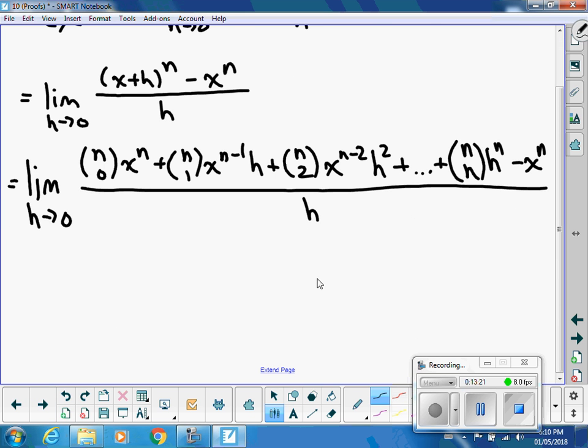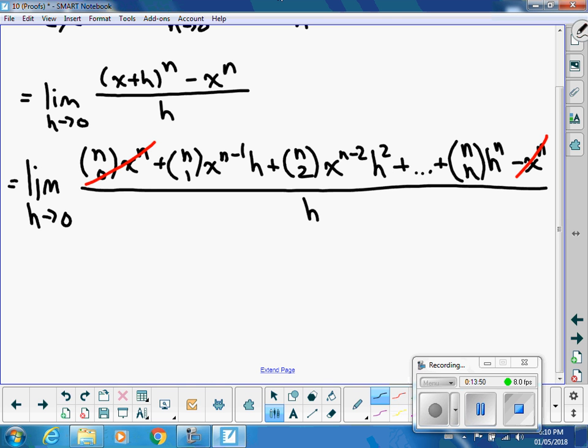Okay, but some helpful things here. n choose 0: if you talk to someone who took data, or run an expression through your calculator, like what's 2 choose 0 or 4 choose 0, if you run it through the definition, you'll find this equal to 1. So like what usually happens, my x to the n here cancels off with the x to the n at the other side. Okay, great.